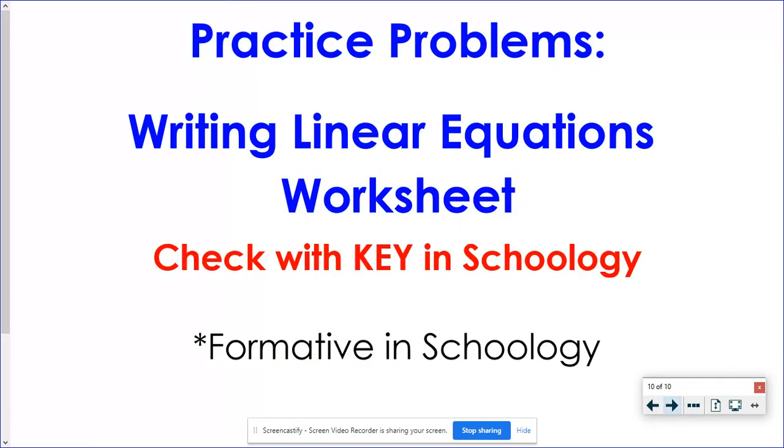Okay, I hope that those made sense, just figuring out which number has to go where. So today's worksheet is writing linear equations, taking situations, writing the equation that goes with it, and then knowing where to substitute for each different situation. The answer key is in Schoology, just like always, and when you're done, make sure you take the formative. Let me know if you need any help.